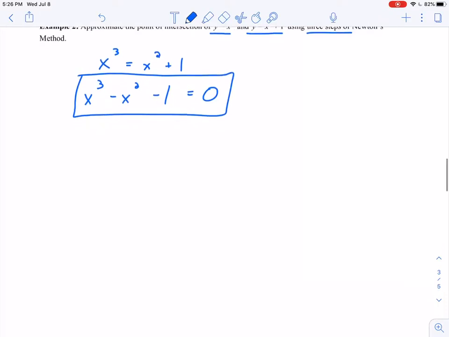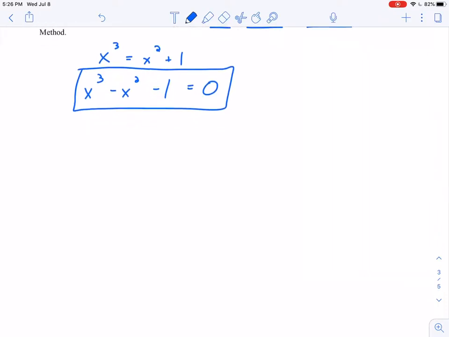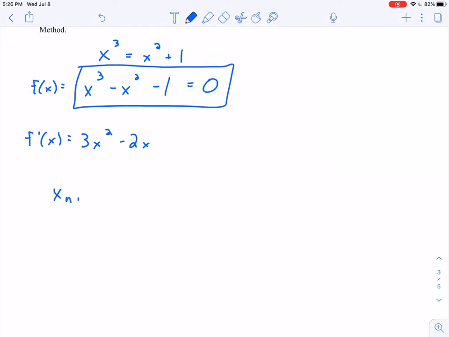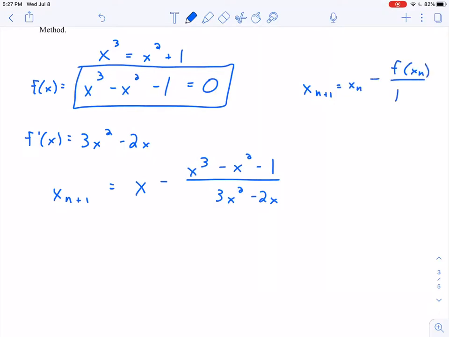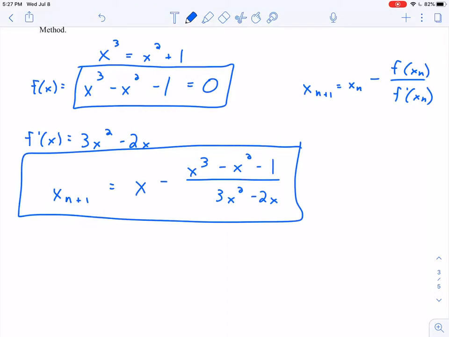So, okay, let's set up our function here. So this is our f of x, and maybe we'll go and find f prime of x as well. That would be 3x squared minus 2x. So if I wanted to come up with the formula for x sub n plus 1, I would be taking x minus f of x. So f of x is x cubed minus x squared minus 1 divided by f prime of x, that is 3x squared minus 2x. Again, this just comes from the definition of Newton's method. Remember that it's coming from x sub n plus 1 equals x sub n minus f of x sub n divided by f prime of x sub n, just in case we forgot. So this is what I'm going to use to find my subsequent points.